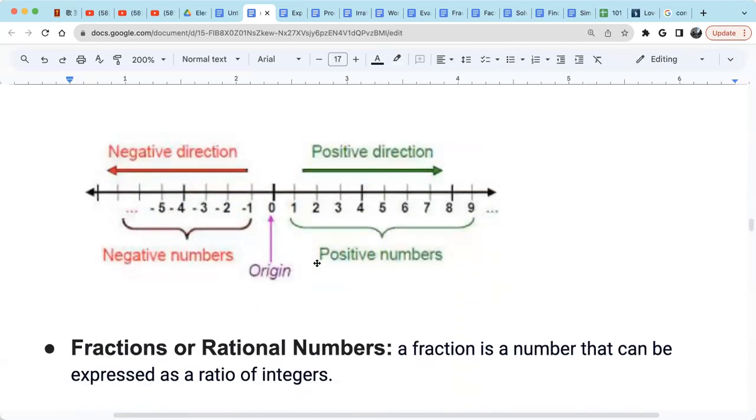This line we call the real number line. So 0 sits in the middle, and we call 0 the origin. Then on the right-hand side of 0 are positive numbers. So to the right is the positive direction. To the left of 0 is the negative direction. So negative numbers get smaller and smaller.